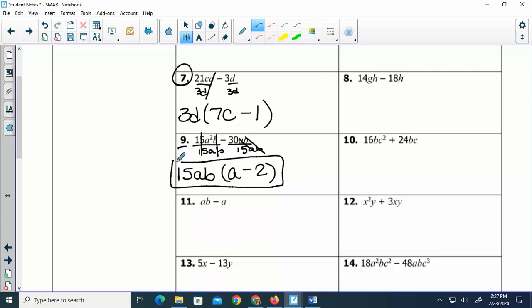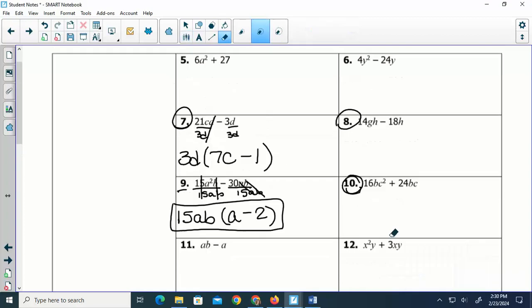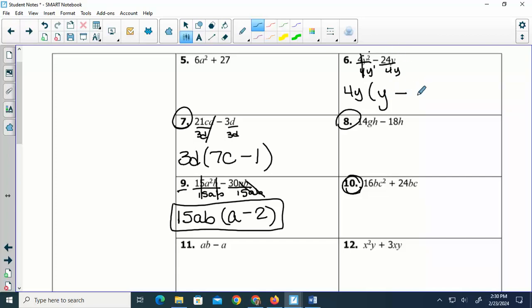I want you guys to try a few. Problem 6, what could you take out of both? A 4 and y. Okay, so like dividing, you don't necessarily have to write that step, but if it helps you, do it. So the 4's cancel. Y squared divided by y, you subtract those exponents. 2 minus 1 is 1. Minus 24 divided by 4 is 6, and those y's drop. It looks like we did pretty well on that one.